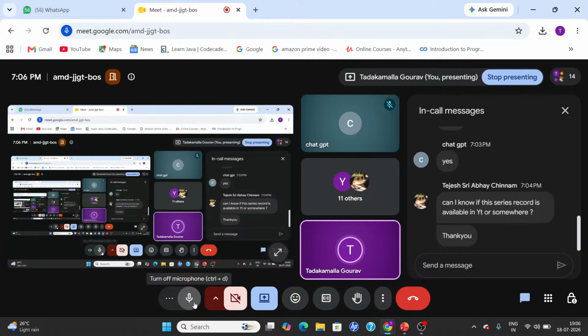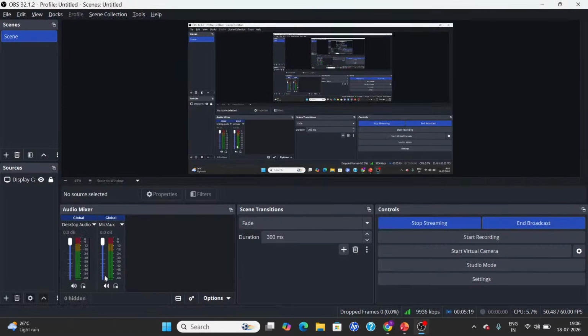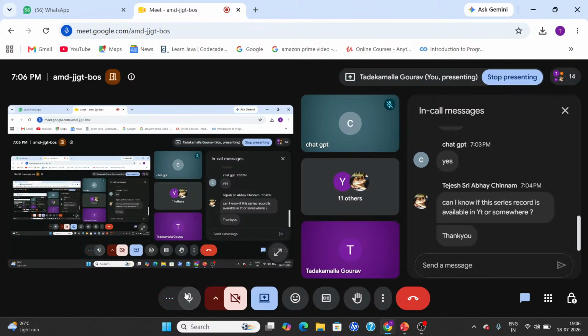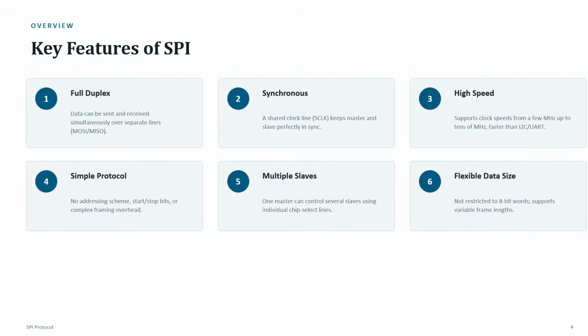Give me one second, there is some disturbance. So, it's full duplex, synchronous and high speed, and it's a simple protocol where we are not going to have any kind of address, start or stop bit, or complex framing. If you know UART protocol, we had a start bit, data frame, parity bit and stop bit. But in the case of SPI protocol, you're not going to have any kind of frame. And in I2C, we also had a start, addressing schemes, acknowledgement, data, and again a stop.